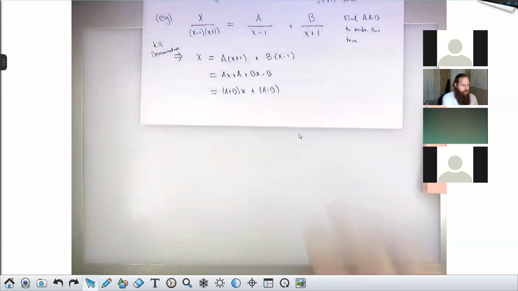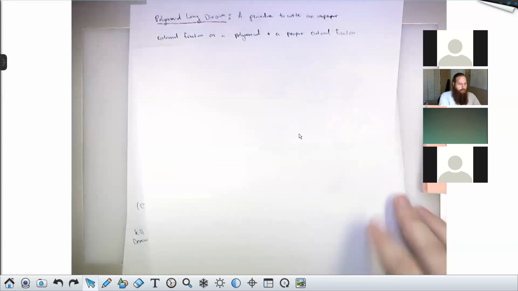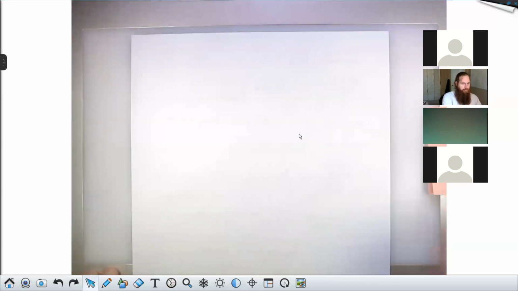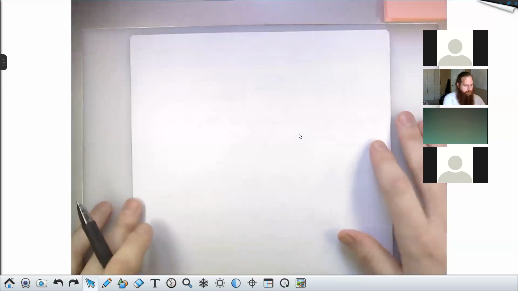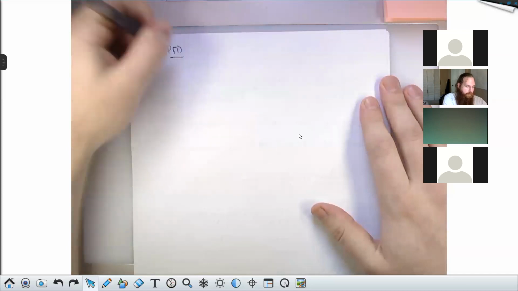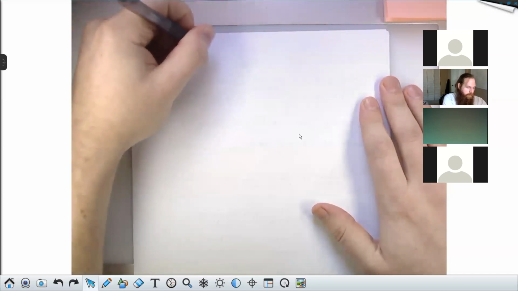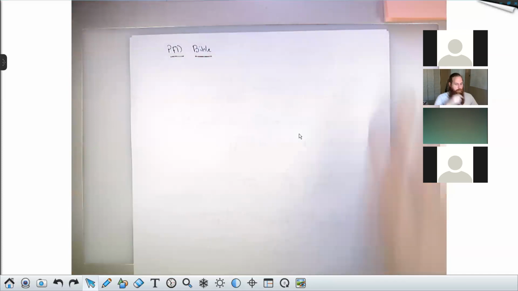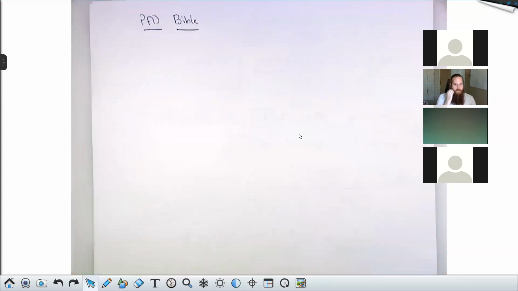All right, let me show you the partial fractions Bible, and then we'll look at a few more complex examples. Partial fractions, remember, I'll always abbreviate PFD. If you're religious, please don't be offended. I'm not claiming this to be scripture. I'm just saying it's the thing to which we refer.